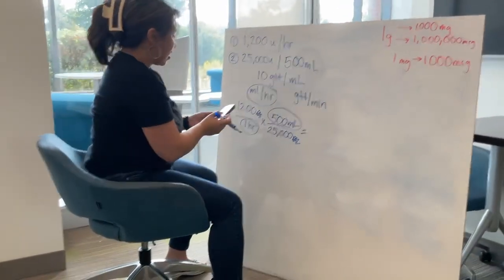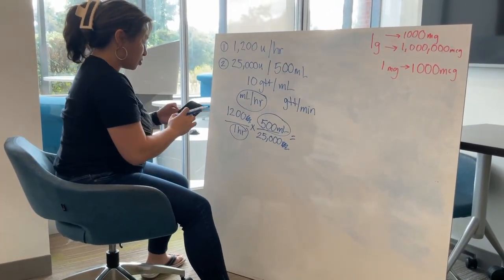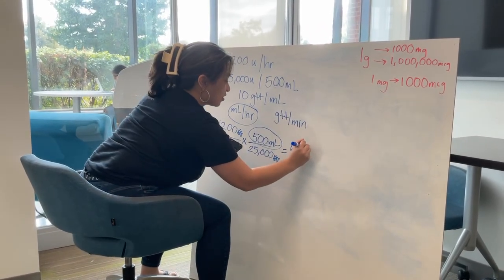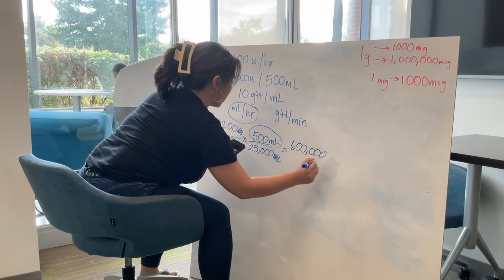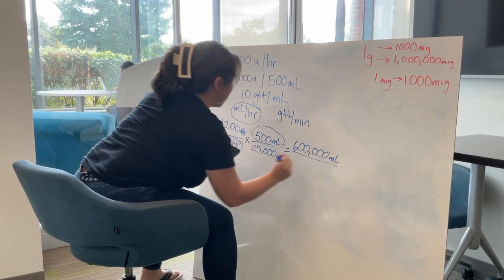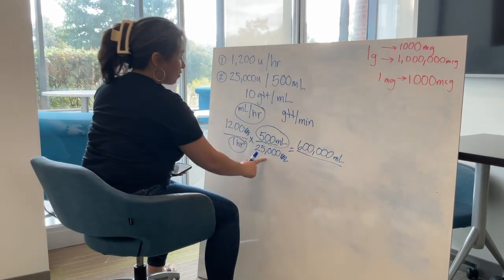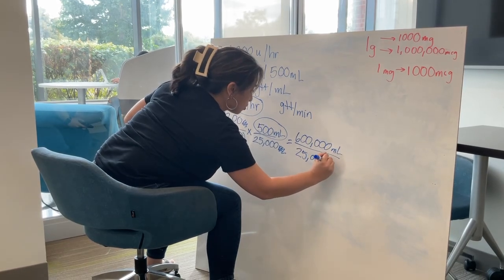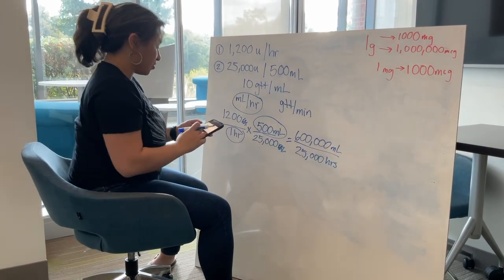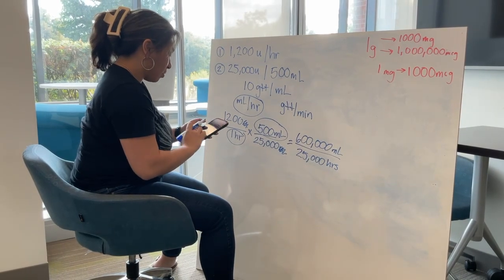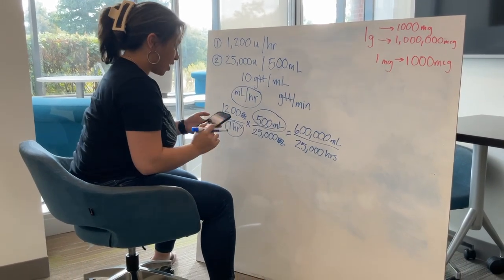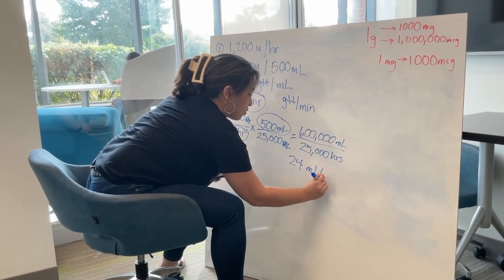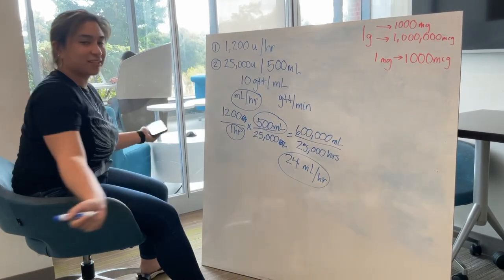Okay, and then we multiply just this way. So 1,200 times 500, that's 600,000. And I know that's a huge number, but we'll figure it out later. And then 1 hour times 25,000, so 25,000 hours. Obviously that's really big, but if we divide, it is 24 milliliters per hour. Ta-da! First thing done. Yay.